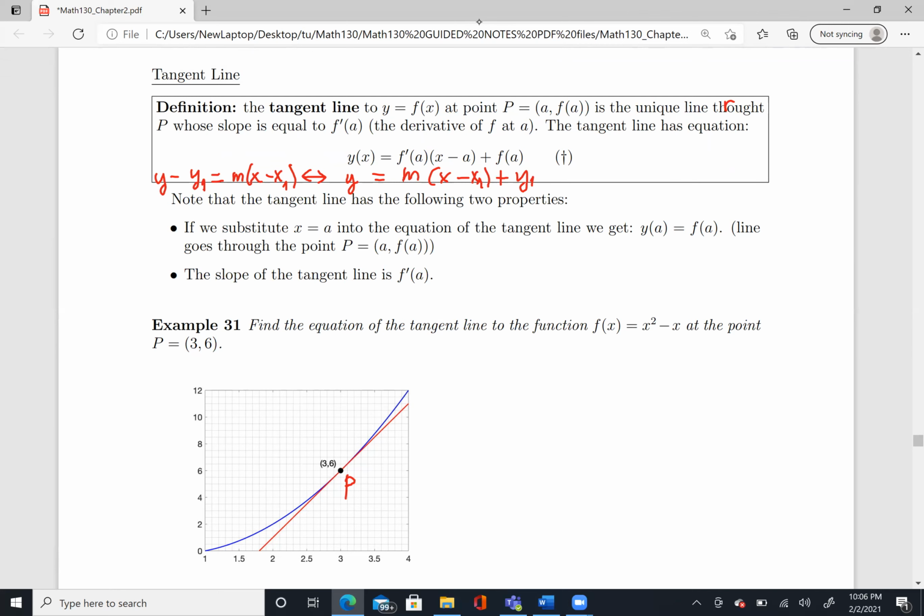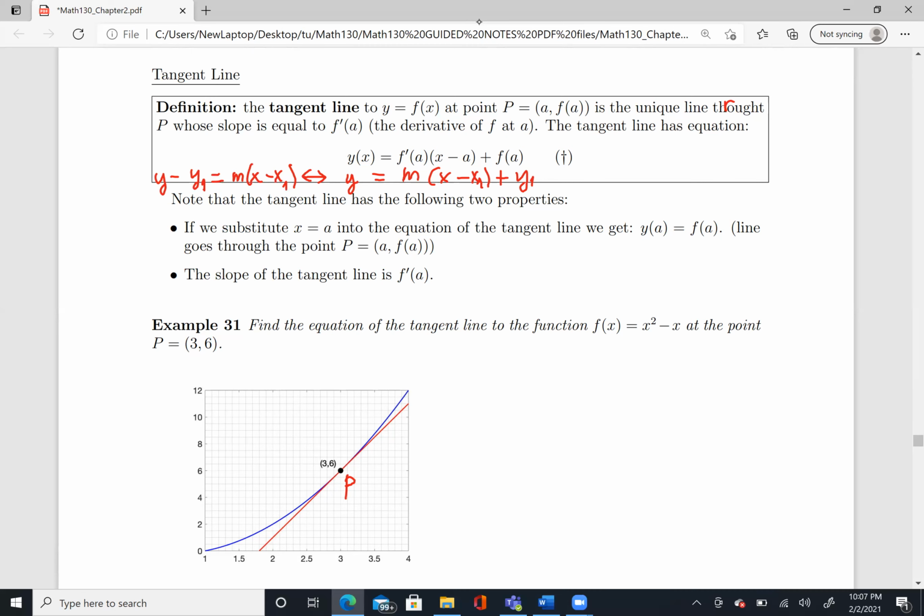Note that the tangent line has the following two properties. If we substitute x equal to a into the equation of the tangent line, we get y of a equal to f of a, so the line goes through the point P equal to a comma f of a. And the slope of the tangent line is f derivative of a. Okay, so that's just what you need to know.